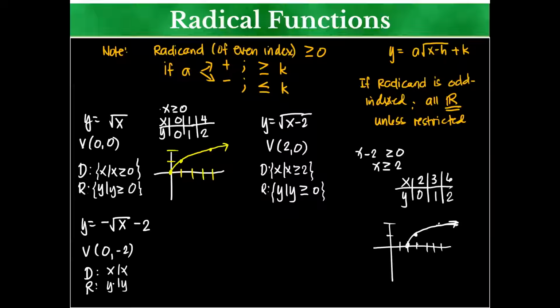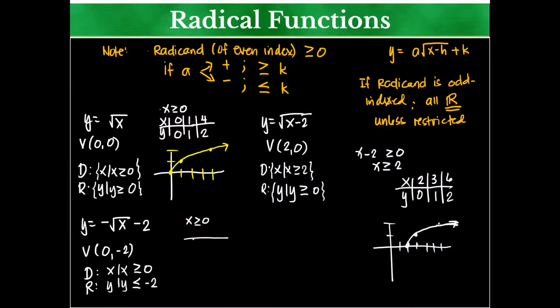My domain is greater or equal to 0 to less or equal to negative 2. Bakit? Kasi ganito, the radicand is just x. And then looking at the numbers, may negative. So all the time, whatever the radicand is, it becomes minus.